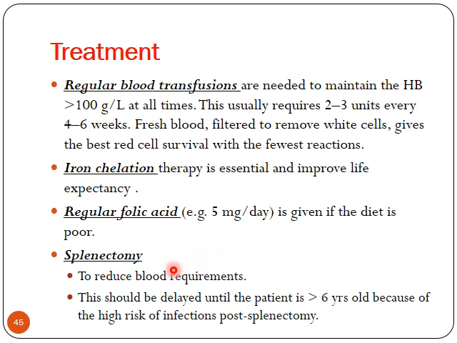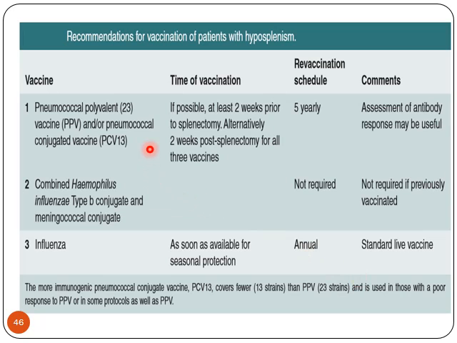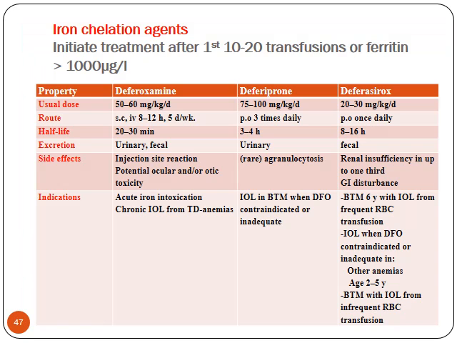Splenectomy might be done to reduce the blood requirement and should be delayed until the patient is above 6 years, to gain the benefit from the immunological function of the spleen. Afterwards, the post-splenectomy patient should receive vaccines. What are the vaccines? We have the pneumococcal vaccine, to be given every 5 years, and the Haemophilus influenzae vaccine, which should be given before the splenectomy but is not required afterwards. The influenza vaccine might be given annually, as soon as available, for seasonal precaution.